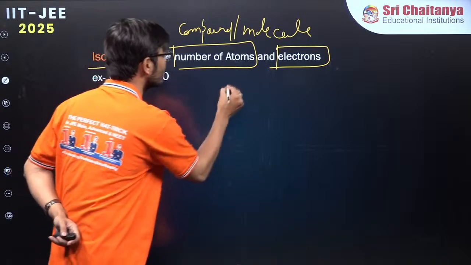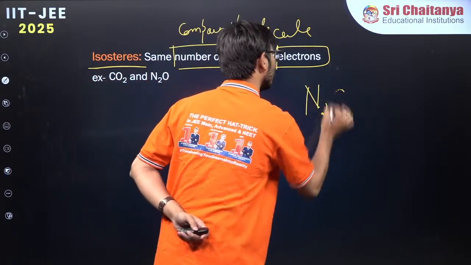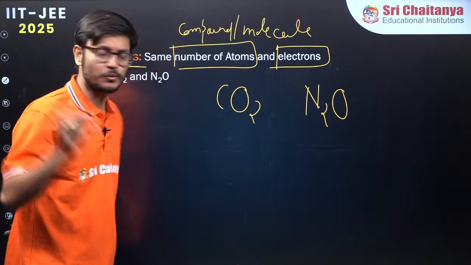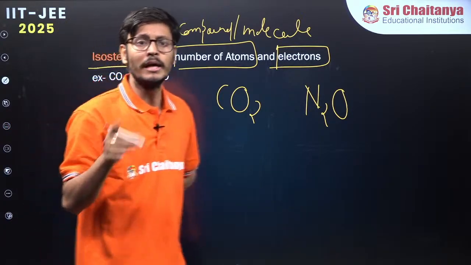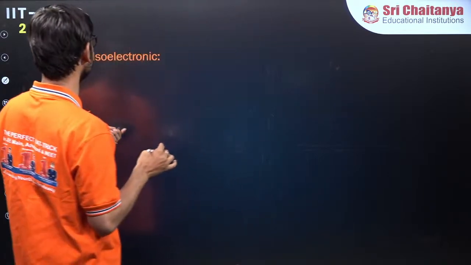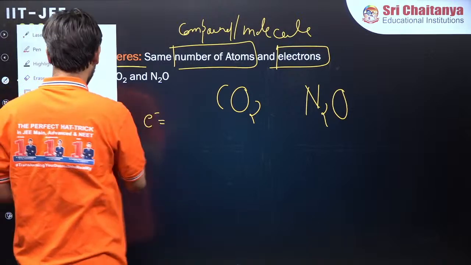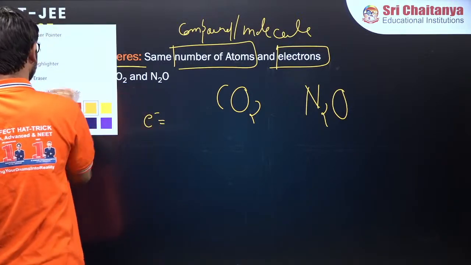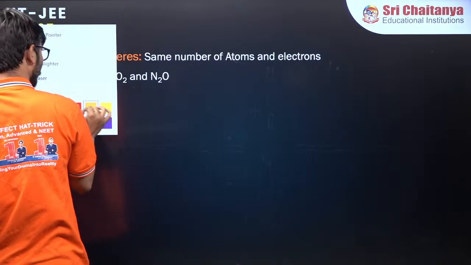Now we are having two examples, carbon dioxide and N2O. Now this is very interesting. So first we have to count number of electrons. I have told you in case of neutral state. Okay, I think next topic is isoelectronic, right? So before that, let us learn how to count number of electrons.